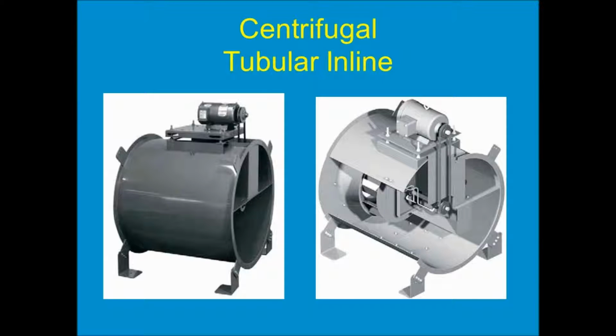We take that centrifugal impeller, mount it in a welded tube, and we have ourselves a tubular inline fan. This fan, of course, can only move the air in an inline direction. We can't turn the air 90 degrees off the side of a welded tubular housing.